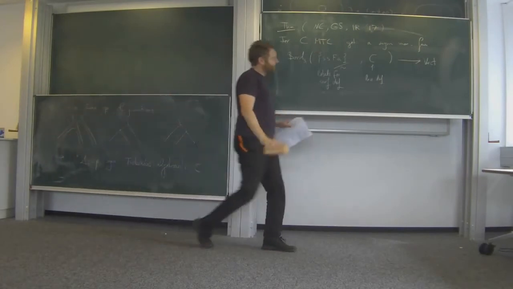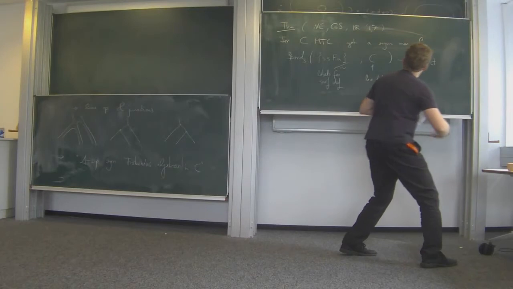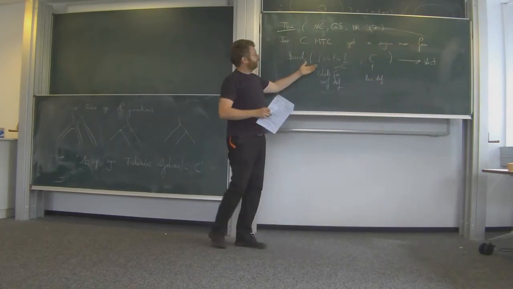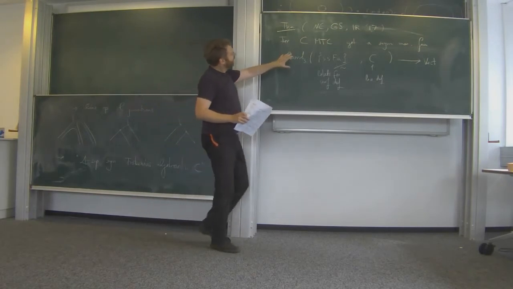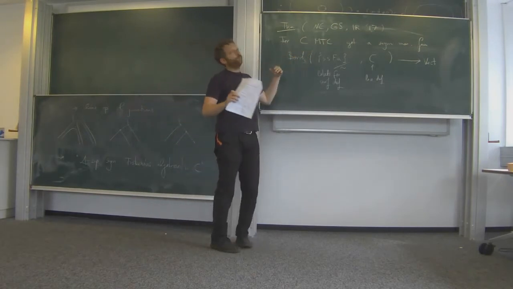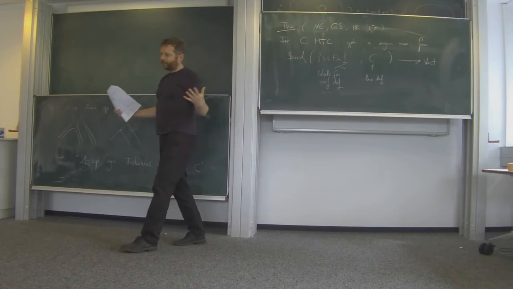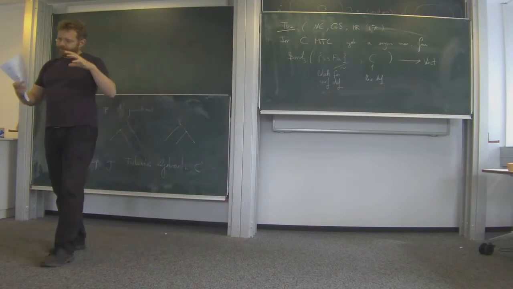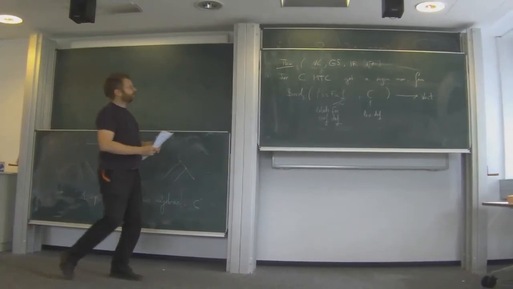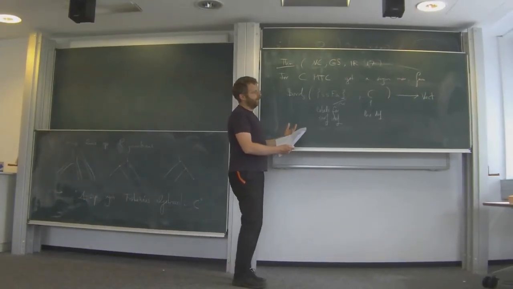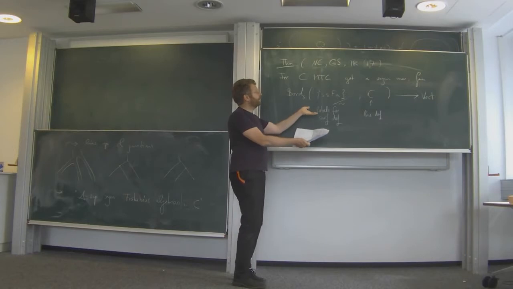But maybe before I do this, let me point out one consequence of this. One way in which one can find this pretty is that in particular this allows you to compute invariants of three manifolds which have embedded links but also embedded knotted surfaces. So it's sort of a more general invariant of some three-dimensional geometric structure, which is good.